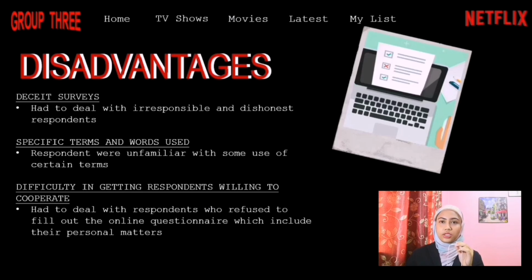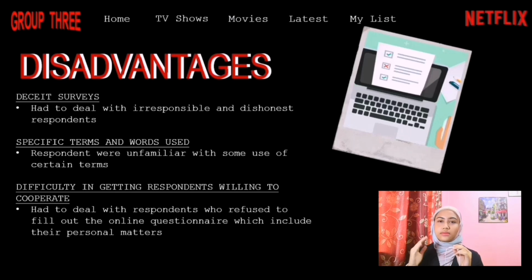The next disadvantage is that specific terms and words used were unfamiliar to several respondents. It is very important for this aspect to be emphasized for an online survey. From our observation, a few respondents could not understand the terms used in the online questionnaires, which made it difficult for us to deliver the actual purpose of each question, since respondents were unfamiliar with certain terms. As an outcome, the results we received at the end of the online survey do not accurately contribute to our research.